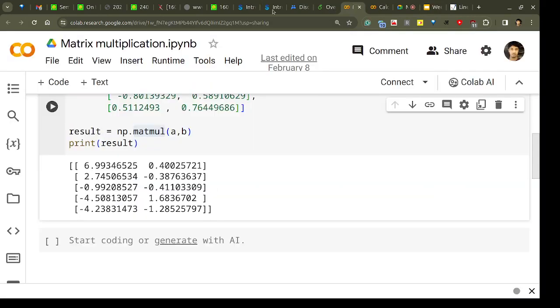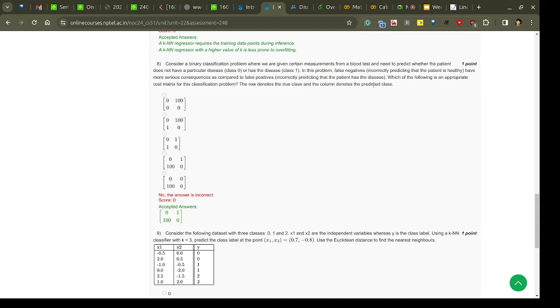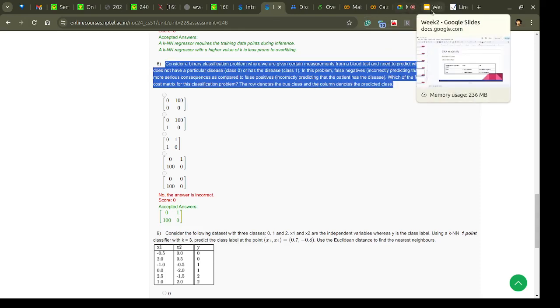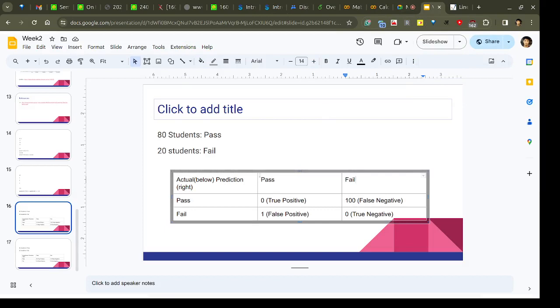But what is here in the question? In the question it is written that row denotes true class and column denotes predicted class. Yes, it is opposite. Okay.